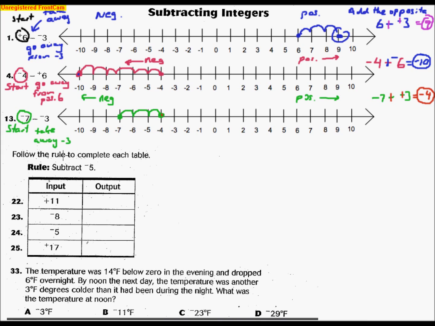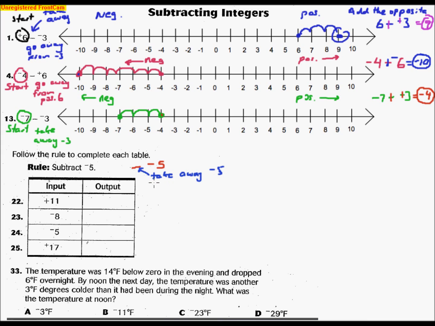It says follow the rule to complete each table. So the rule is subtract -5. We're not subtracting +5, we're taking away negatives. So I could rewrite this as take away -5. Subtracting negatives is the same thing as going away. So really, I'm going to remove negatives, take away -5.